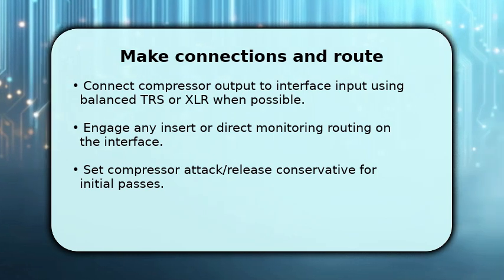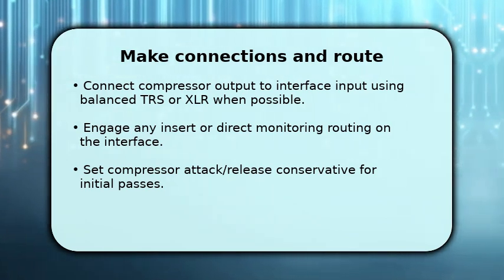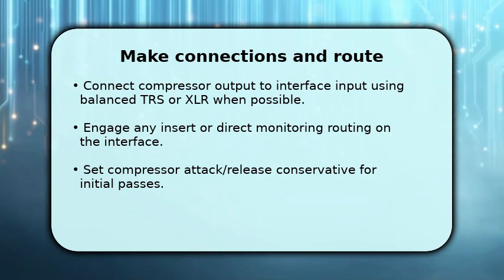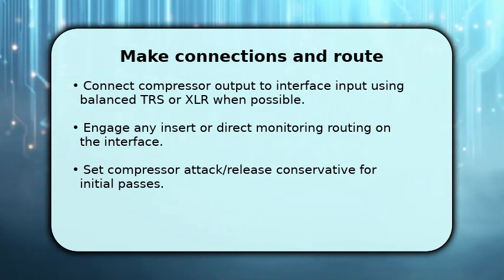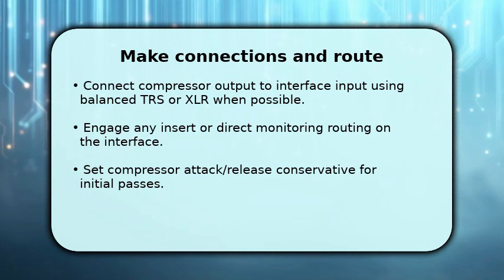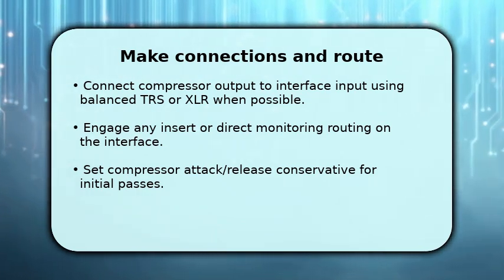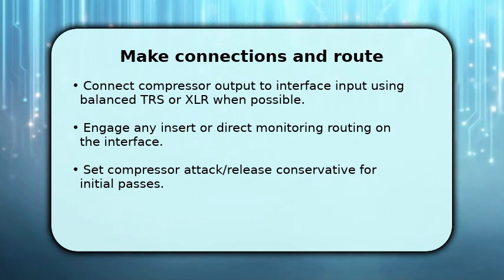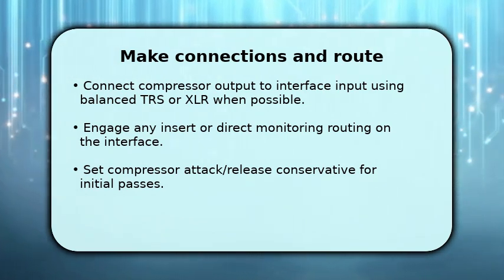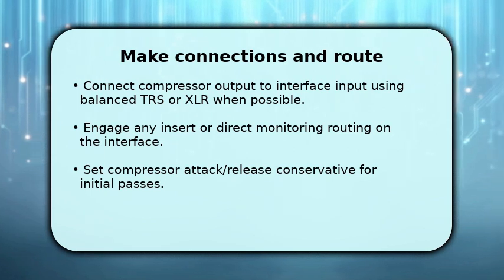Once connected, route the channel in your DAW or interface control panel to accept external input and enable input monitoring so you hear process sound. Use the compressor's bypass to compare processing. Set attack and release conservatively at first to avoid pumping. This lets you dial threshold and ratio without surprises.